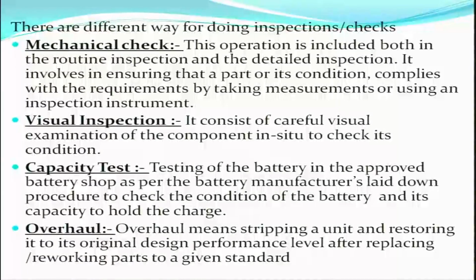Overhaul. Overhaul means stripping a unit and restoring it to its original design performance level after replacing or reworking parts to a given standard. Overhaul is a major maintenance which involves stripping of a unit and restoring it to its original design performance after replacing or reworking parts to a given standard.